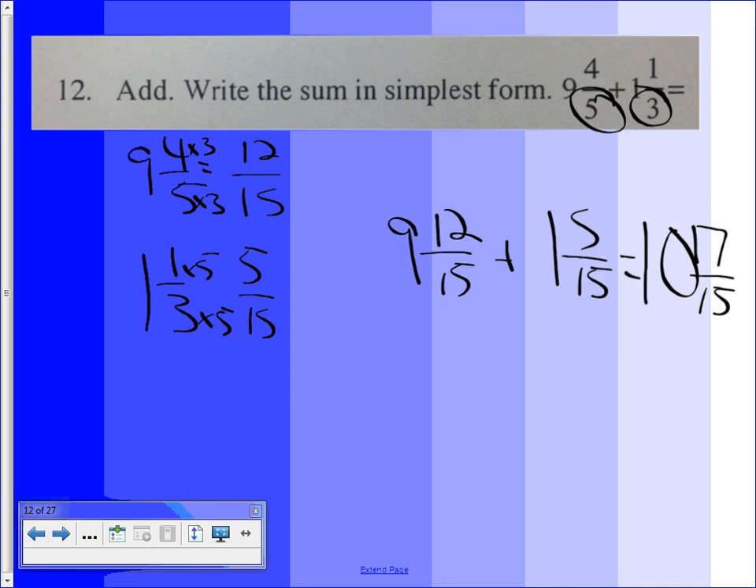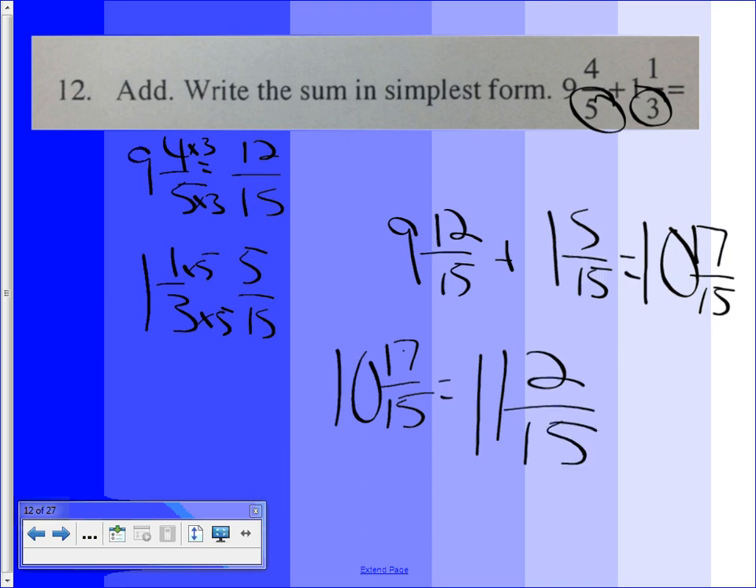So I'm going to take 10, 17 over 15. How many 15s can go into 17? 1 can. That 1 I have to add to 10 to make it 11. After I take 15 away from this 17, I have 2 left over, 2 over 15.